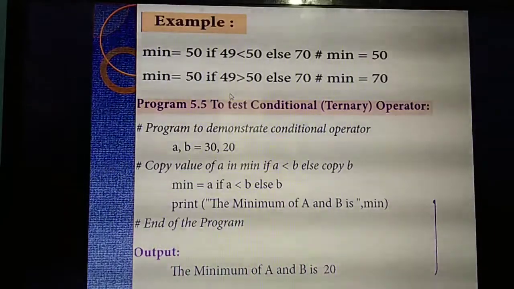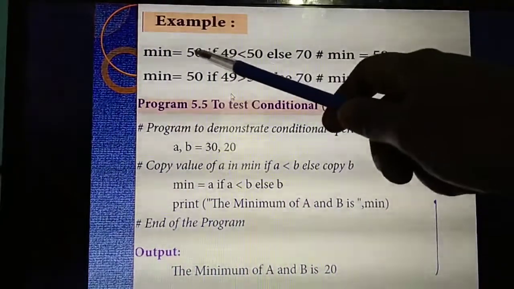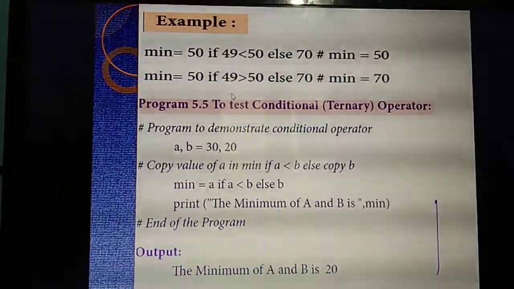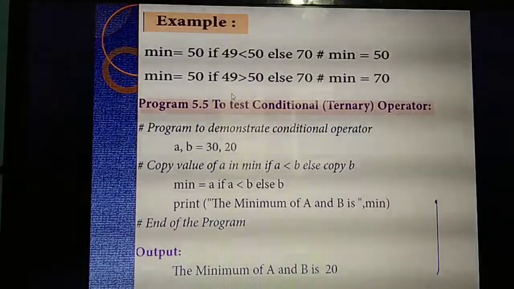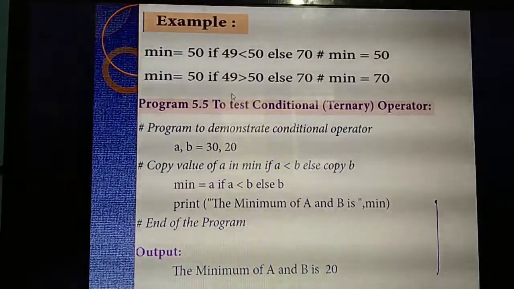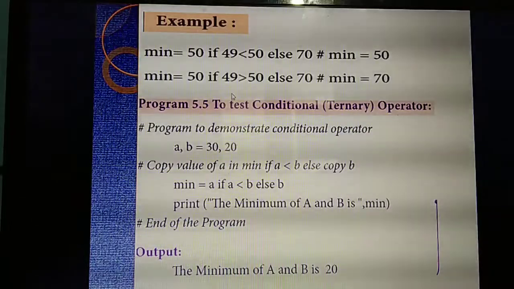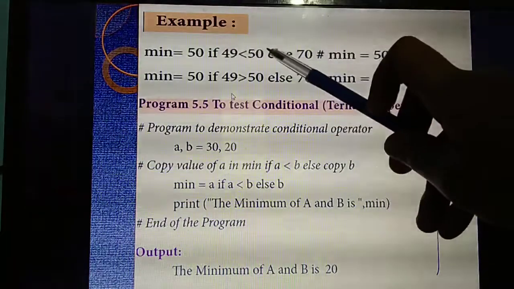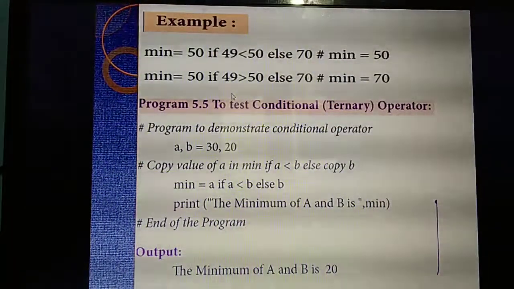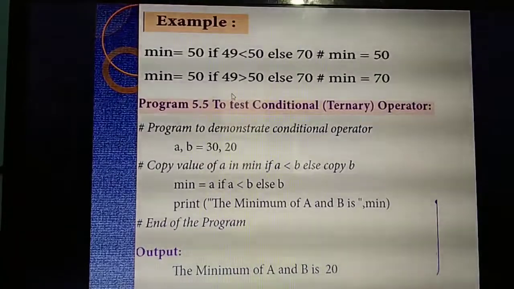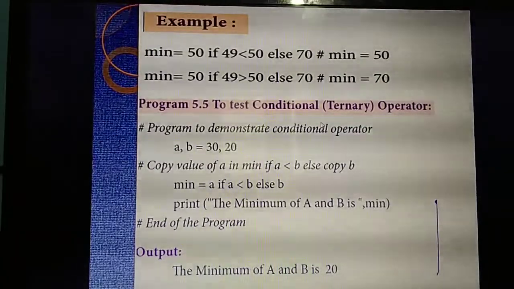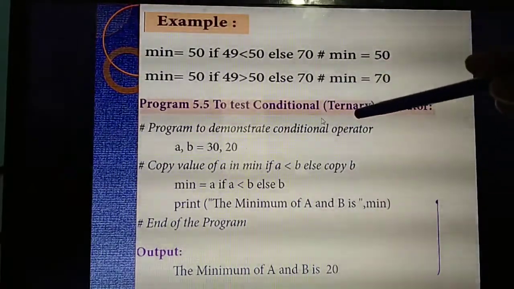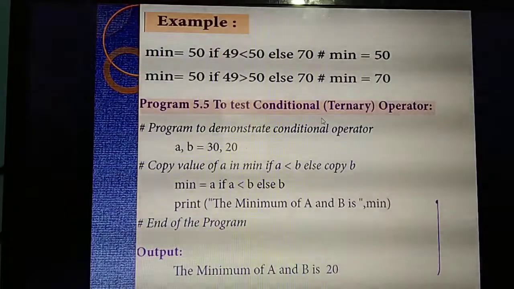So listen. Min equal to 50. Compare to the syntax and tell me, what's the syntax? Variable name equal to value on true if test expression, else value on false. And also one more important question: another name for the conditional operator is the ternary operator. This is also a very, very important question. What's the other name of the conditional operator? The other name of the conditional operator is the ternary operator.